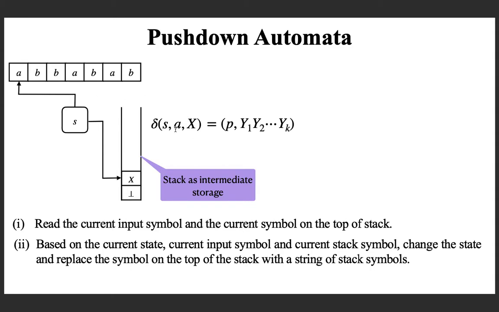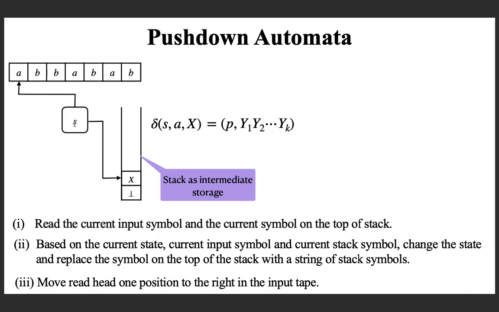And after changing the state and replacing the top of the stack symbol with a string of stack symbols as defined by a transition, it has to reposition its read head one position to the right. Same as what we did for a finite state automaton, the read head must be positioned to the next symbol. So if you apply now this transition, this is what is applicable.